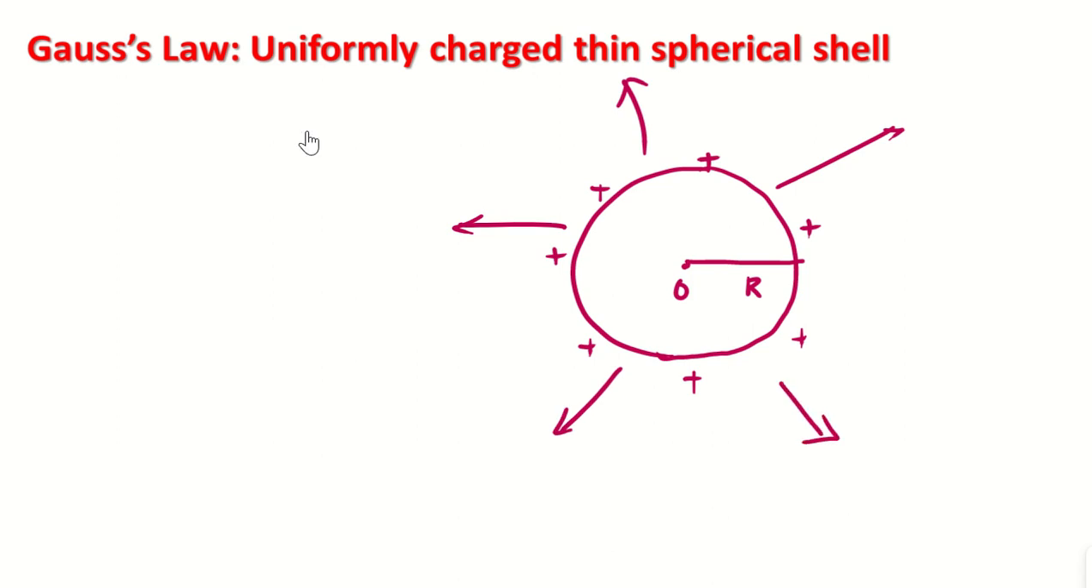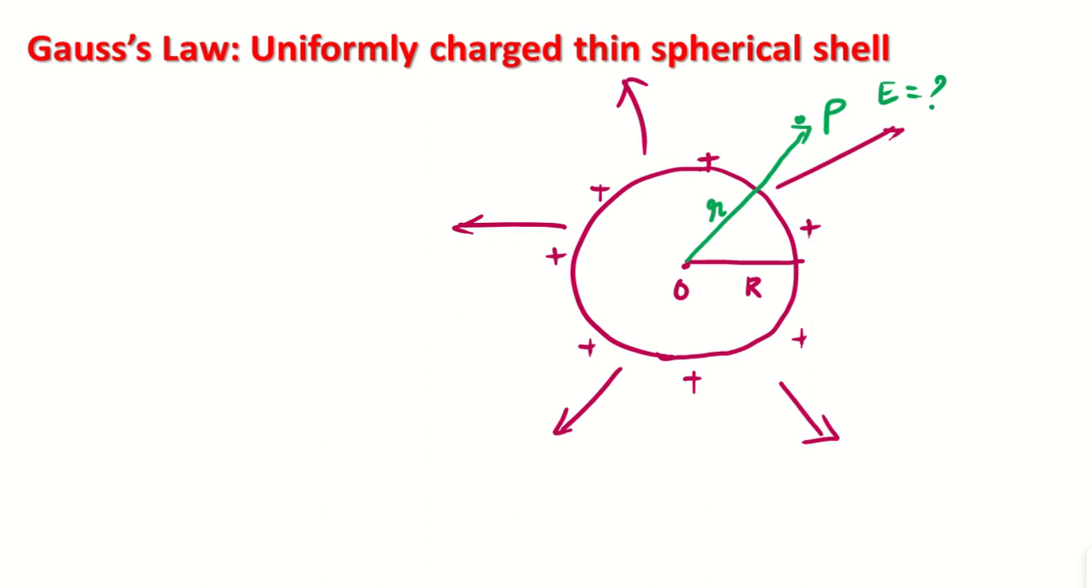Now our aim is, at some point P, r distance from the center of the shell, what is the electric field? That's our aim. So what are we going to do? We are going to use Gauss law. To use Gauss law, what do we do?